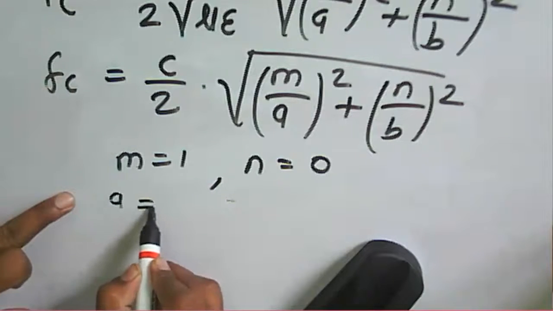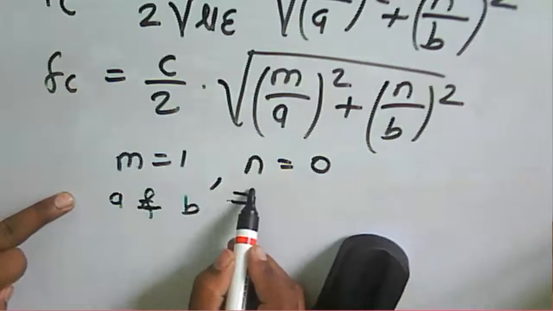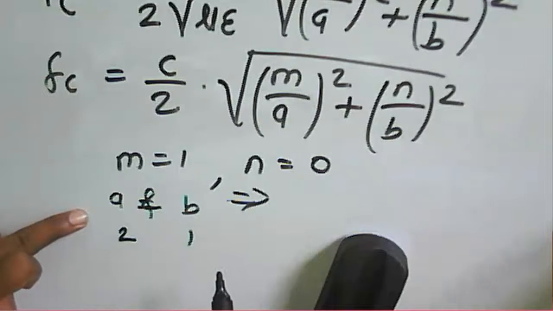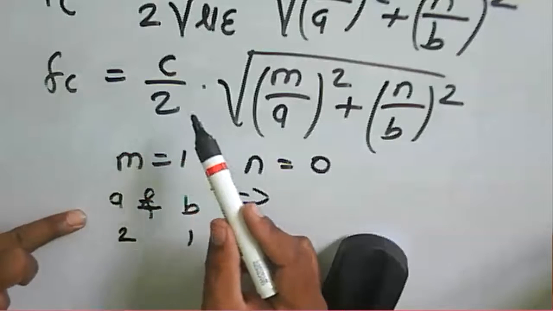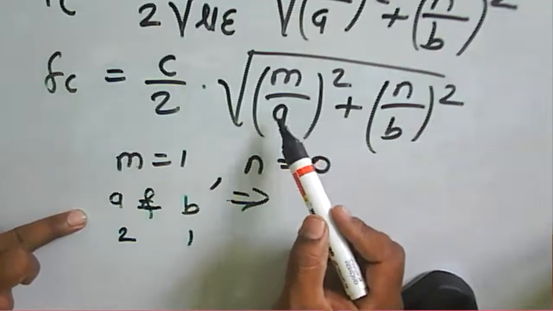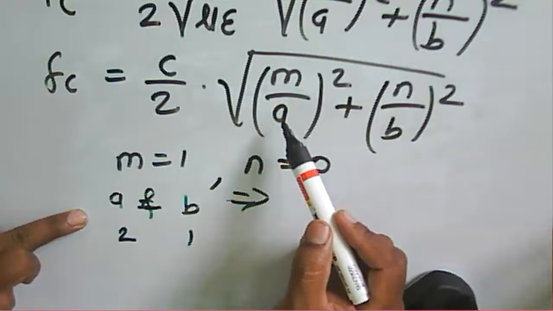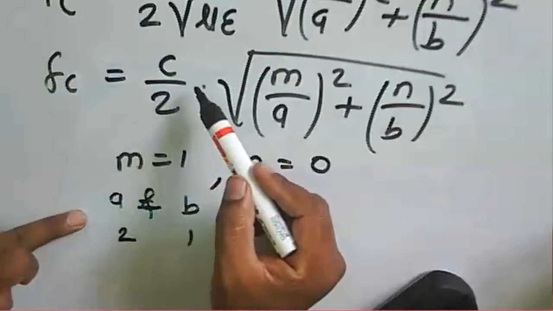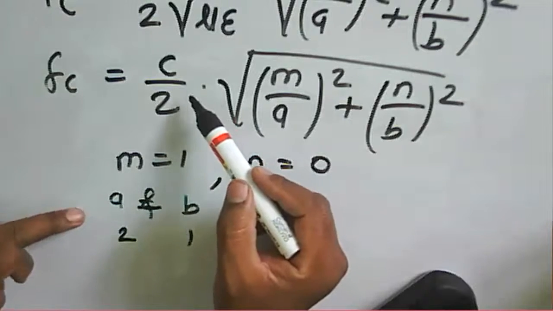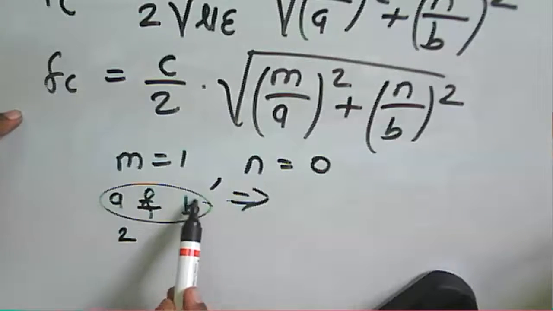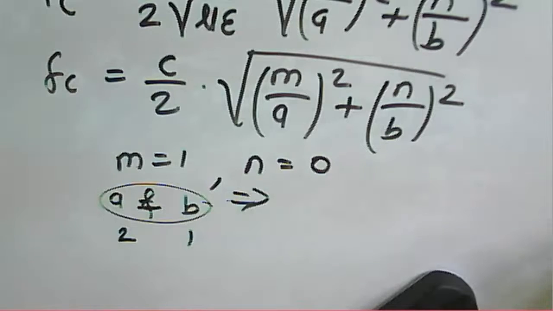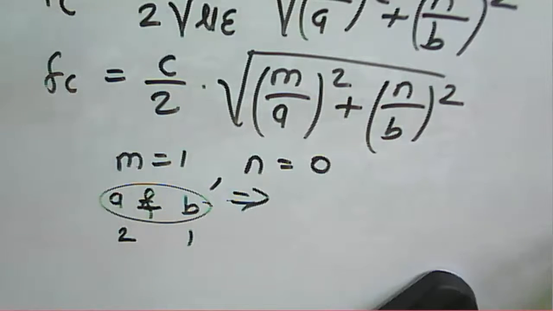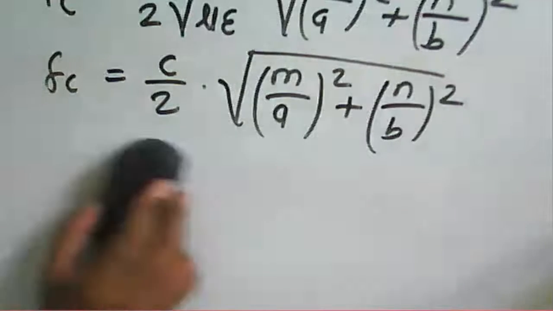Now A and B vary based on the dimension. Suppose I am saying that A is equal to 2 and B is equal to 1. For this, if I calculate FC here, M is equal to 1, so this one is 1 by 2, squared that is 1 by 4. Then if we take it out, it will be 1 by 2, which means 3 by 4, that is 3 into 10 to the power 8 by 4. Likewise we will get the lowest dominant cutoff. So it depends upon the dimension. We should know at what values of A and B of the guide we will get the dominant mode, that is, the cutoff frequency will be the lowest.